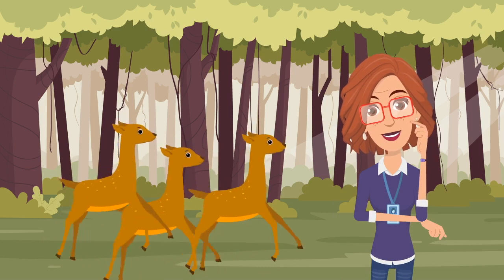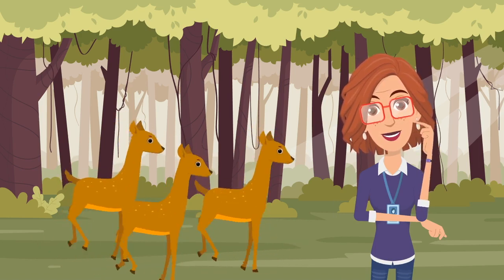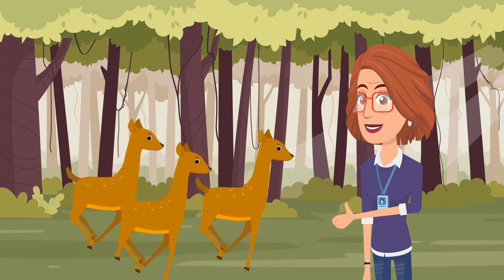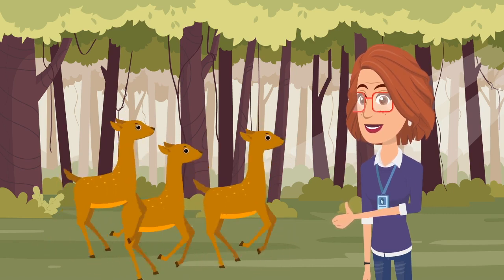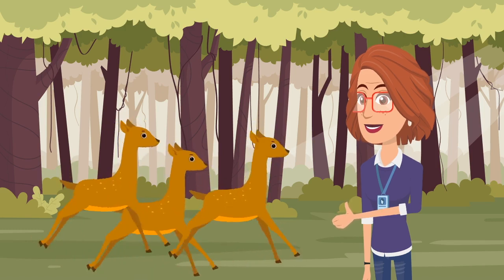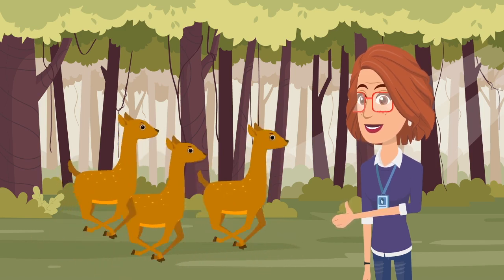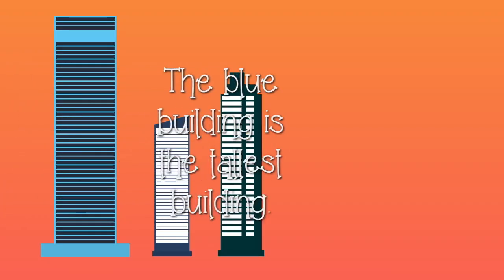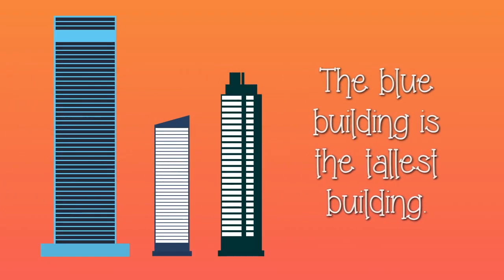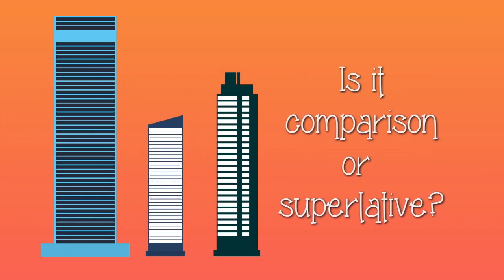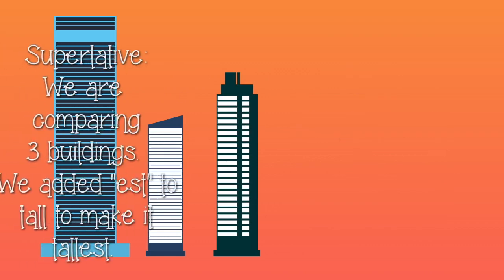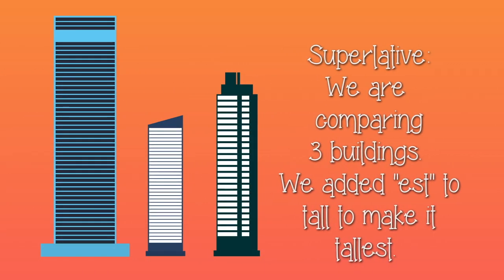What happens if we add a third deer? Exactly right. One of those deer is the fastest. We use the superlative because there are more than two deer. Listen to this sentence and look at the screen. The blue building is the tallest building. Is tallest comparison or superlative? That's exactly right. It's superlative because we are comparing more than two buildings.